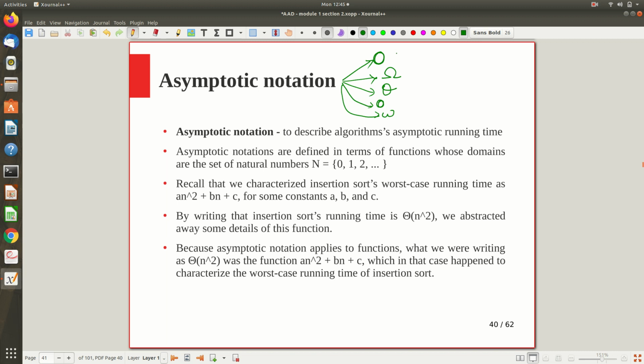So big O notation gives the asymptotic upper bound. Again, we are focusing on asymptotic analysis only. So this is something for the worst case analysis.